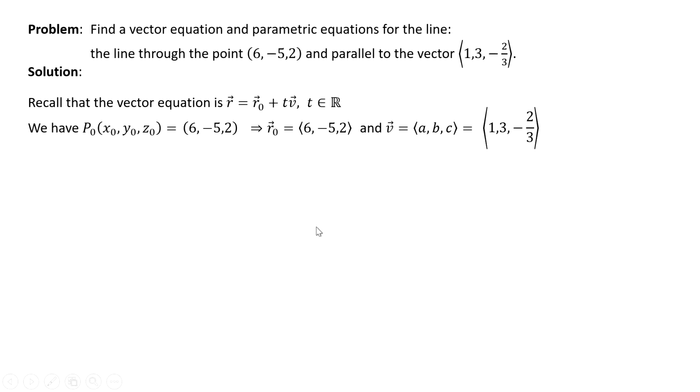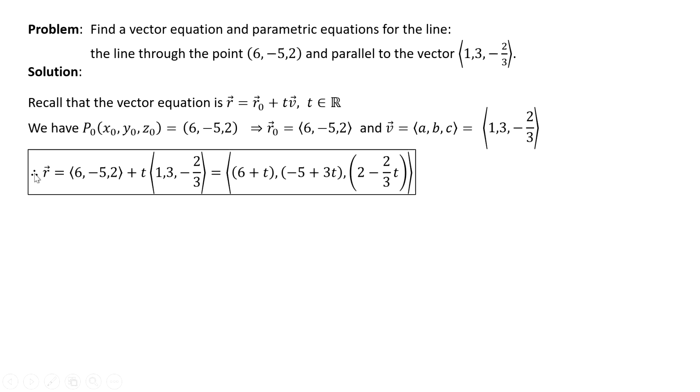So the vector equation is straightforward. r equals r sub 0 plus t times v, and we can write it this way. I just took the first component, 6 plus t times 1 is t, so 6 plus t is the x component. Negative 5 plus 3t is the y component. And 2 plus negative 2/3 t, or 2 minus 2/3 t, is the z component. Ta-da! That's the vector equation of this line.